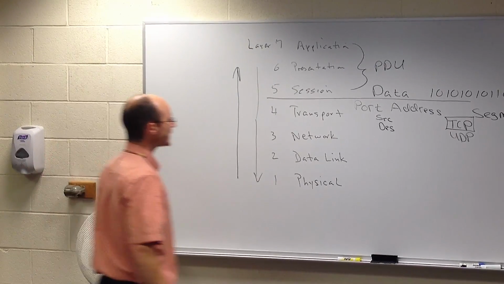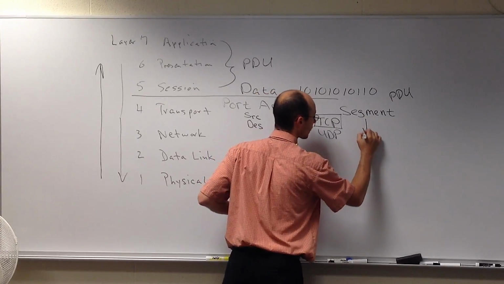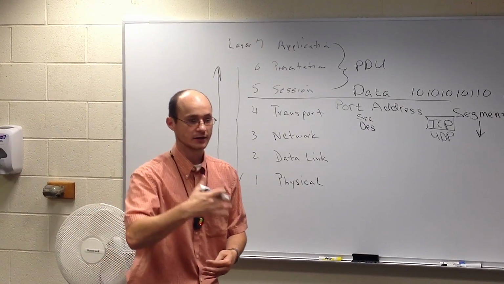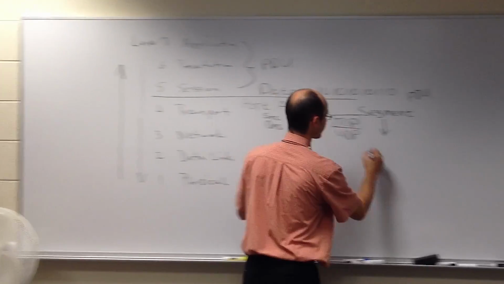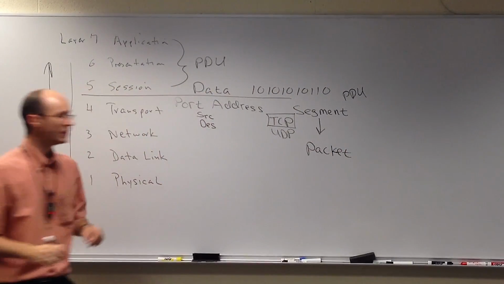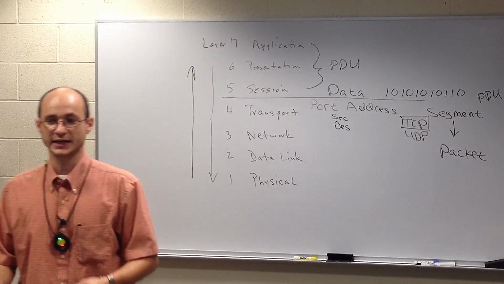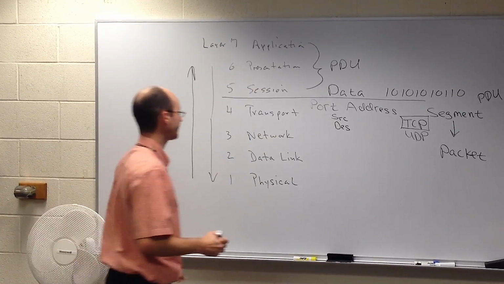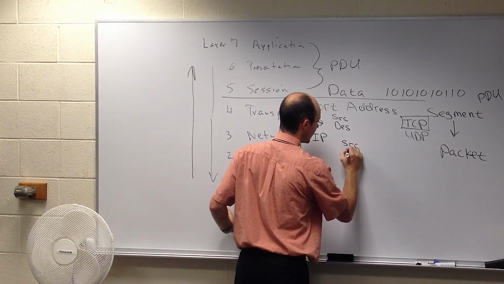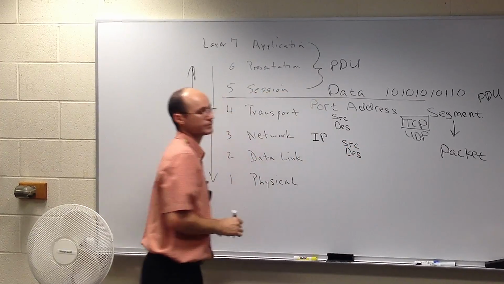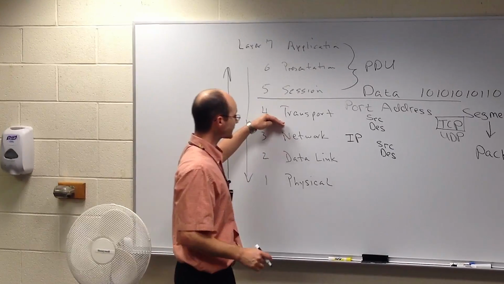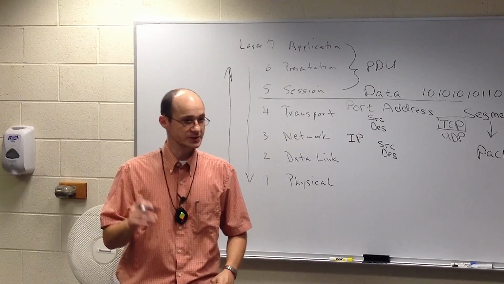All right, we pass that segment down to the network layer. And what is that network layer going to produce? What are we going to take that segment and make it into? A packet. And what is one of the most popular protocols on this layer that tells the operating system how to take a segment and make it into a packet? IP. And with IP, we have a source and a destination address. Much, much bigger than port addresses, but nevertheless, same principle.